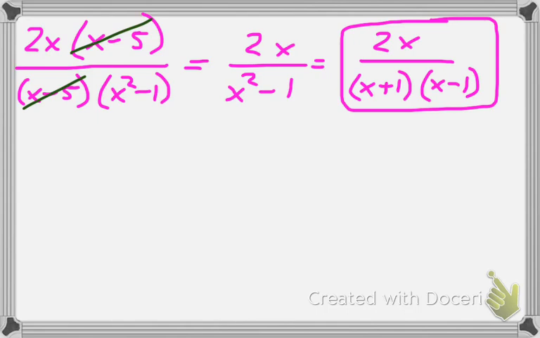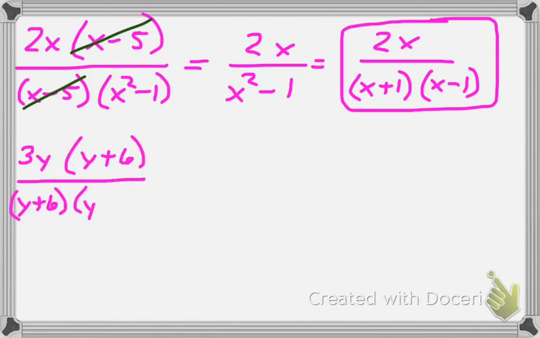Okay, the next one. Looks like this. Same idea. So we're looking to see if we can cancel anything. We're looking to see if we can factor anything. Well, comparing it to the one on top, looks very similar in the sense that the y plus 6's can cancel.